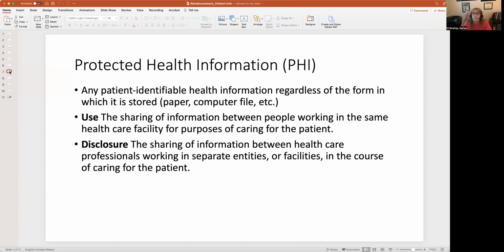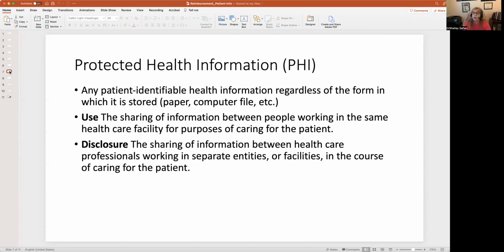All right, PHI, protected health information. This is what is governed by HIPAA. This is any information that can be linked back to a specific person, patient identifiable health information. I know in your law and ethics class you should learn all about these details, but you need to know when to keep your mouth shut, which is like all the time. Except we're going to talk about use and disclosure.